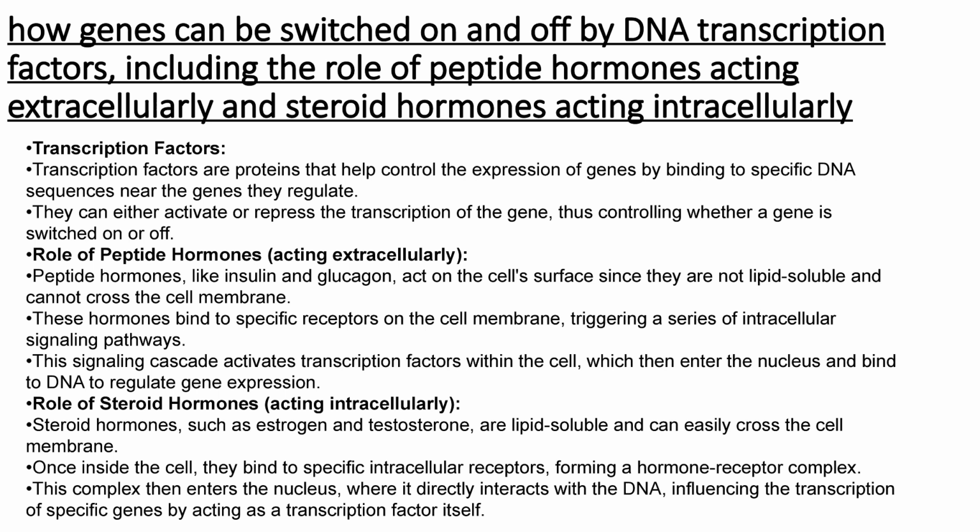Then there are the steroid hormones. In contrast, steroid hormones like estrogen are lipid soluble and can pass directly through the cell membrane. Once inside, they bind to intracellular receptors, forming a complex that directly influences gene transcription. By binding to DNA in the nucleus, this ability to switch genes on or off allows cells to respond precisely to their environment, whether it's managing growth, metabolism, or other vital functions.